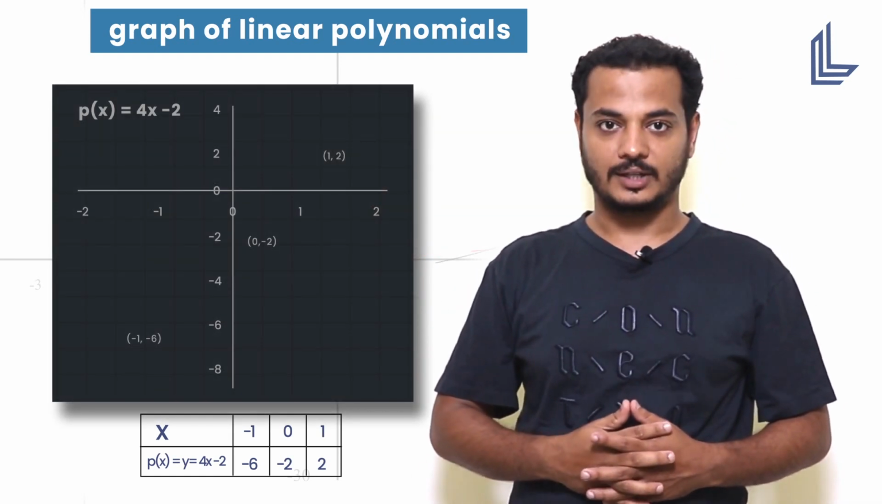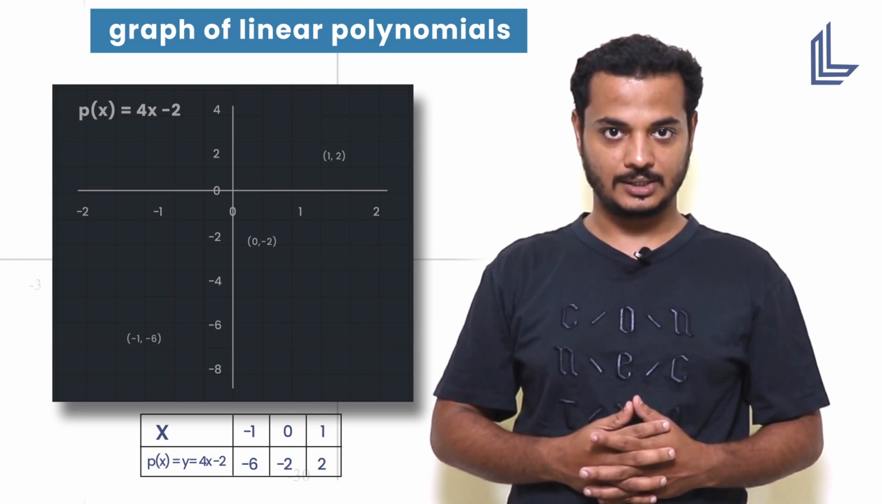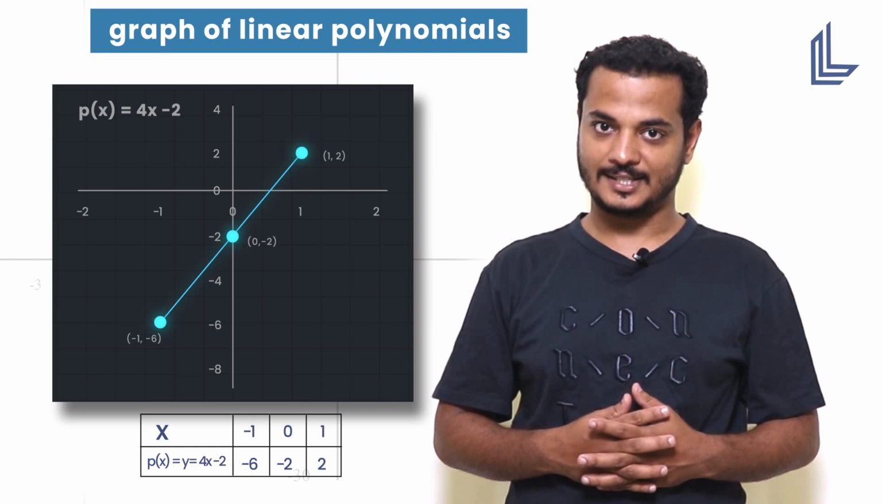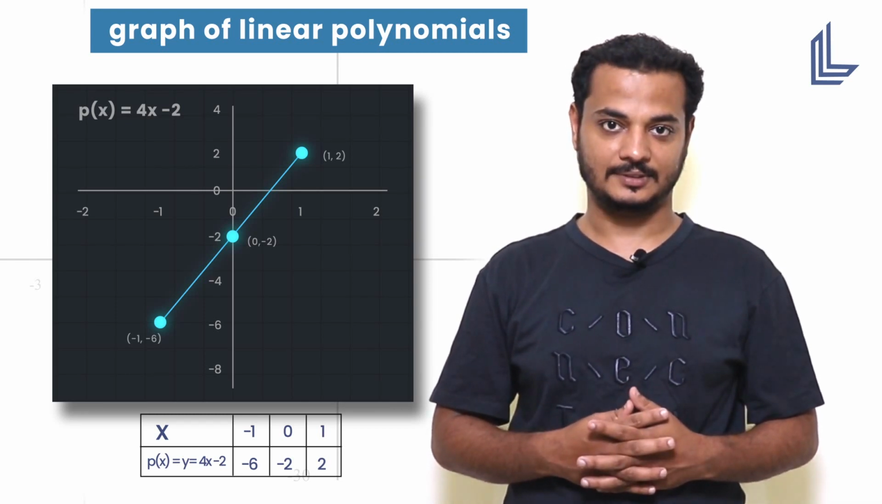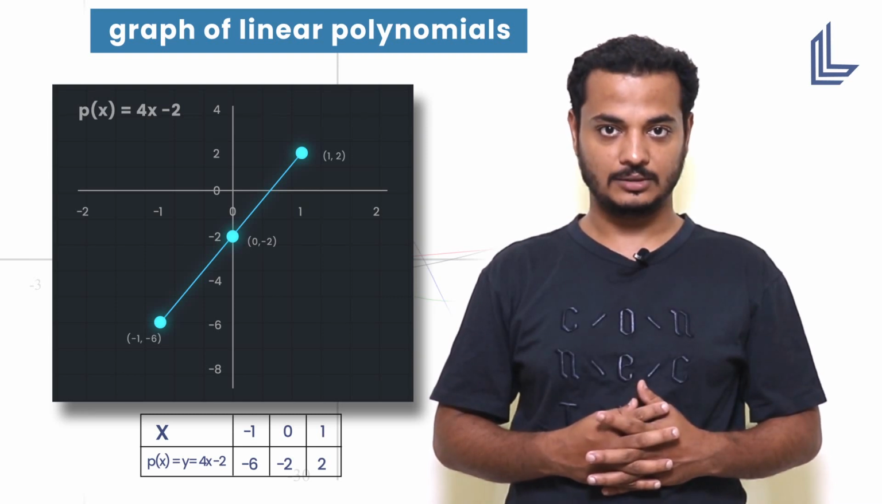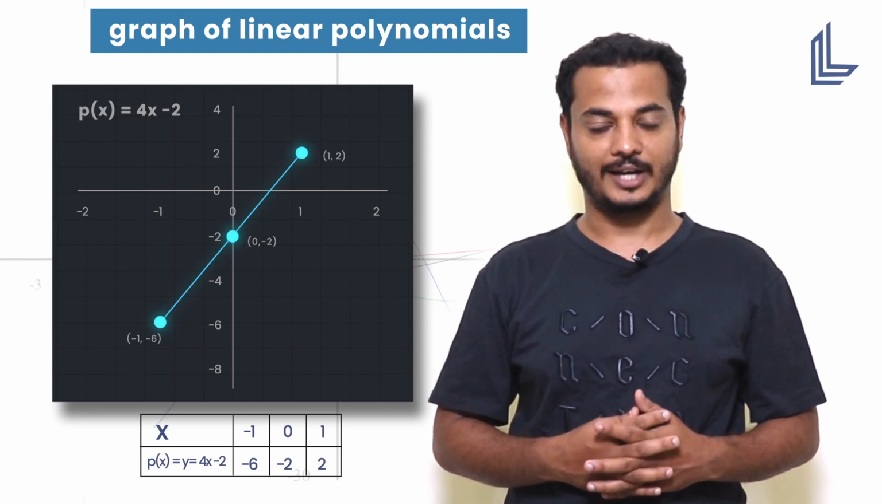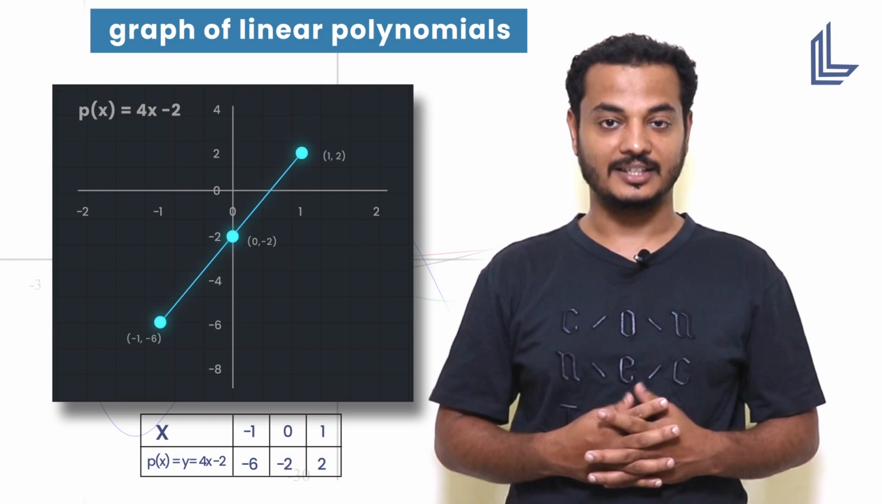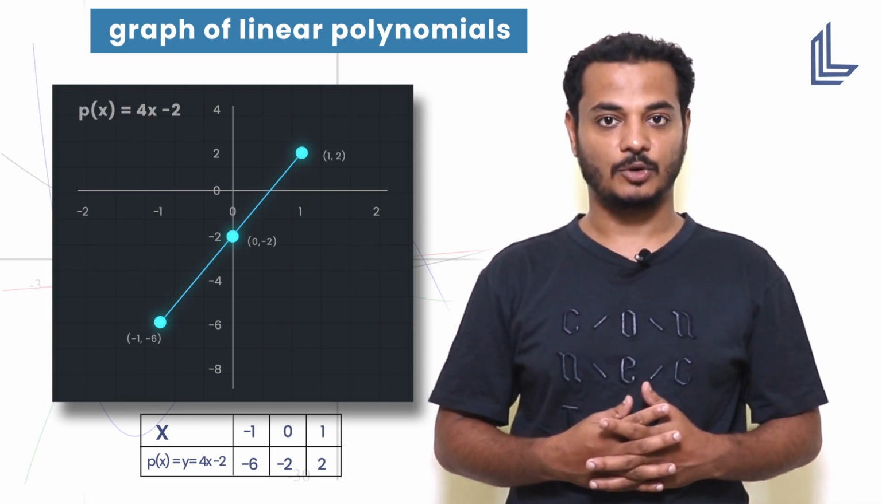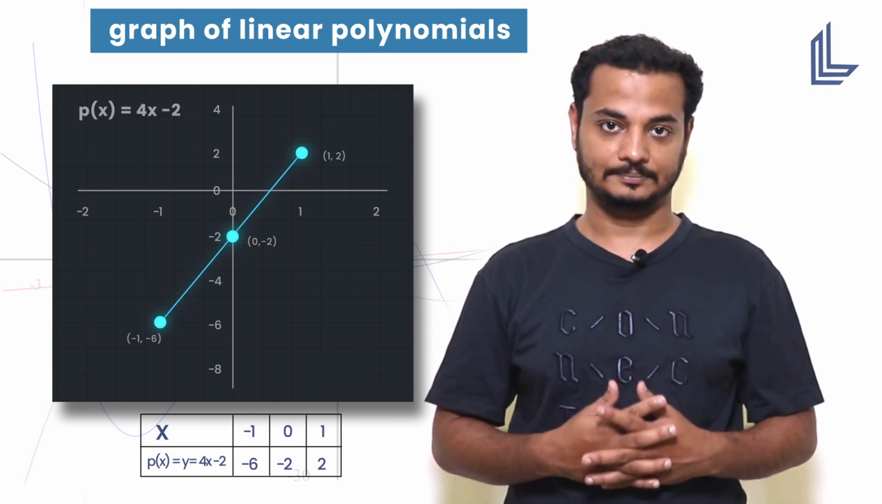Now let's connect these points and see what we get. So what do we get here? Yes, we get a straight line. In fact, if you graph any linear polynomial, what you get will be a straight line. That is why linear polynomials are called so. The graph of a linear polynomial will always be a line.